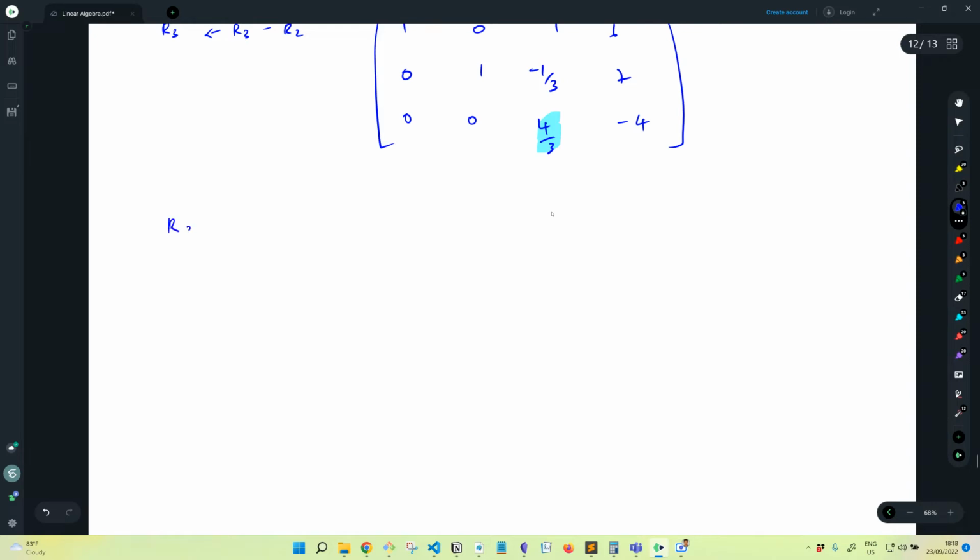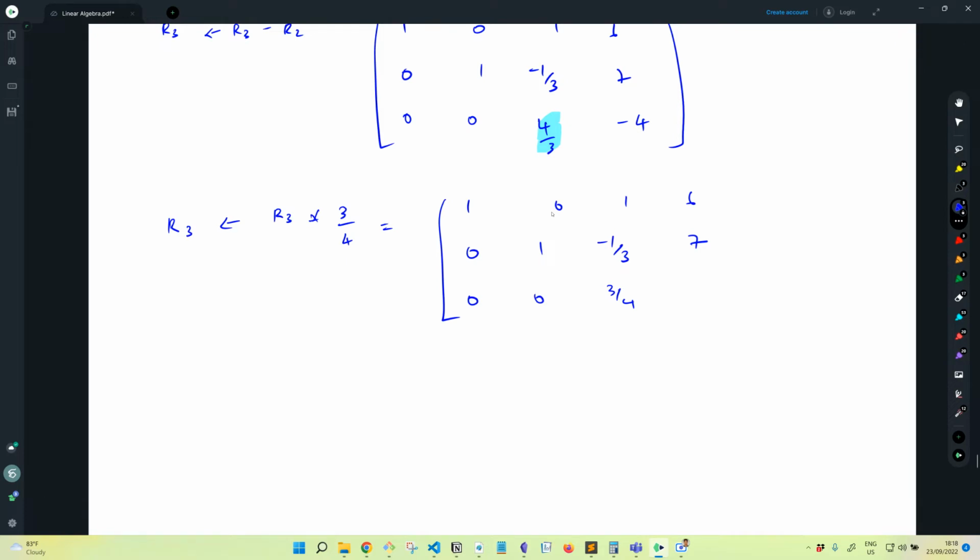To make an entry 1, a straightforward operation is as usual scalar multiplication. So what I will do, R3 equals R3 into 3 by 4. If I apply this operation, the matrix that I will get is 1 0 1 6, 0 1 minus 1 by 3 7, 0 0 and, sorry, this should be 1. Minus 4 into 3 by 4 will be minus 3, right?